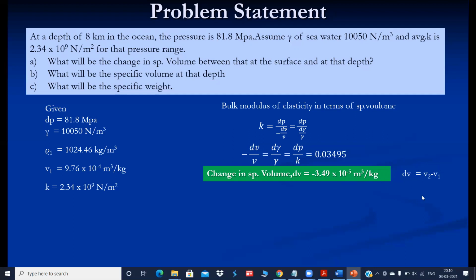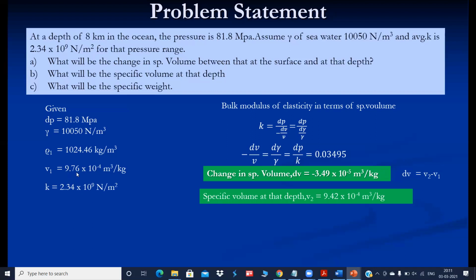Obviously, dV is V2 minus V1. In order to calculate the specific volume at that depth, V1 is known to us, and V2 is equal to dV plus V1. So the specific volume, which is positive, is 9.42 into 10 raised to minus 4. At the free liquid surface, it is 9.76. So that is the specific volume at that depth.